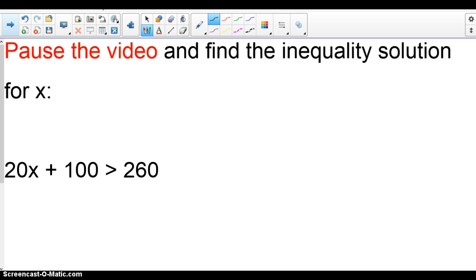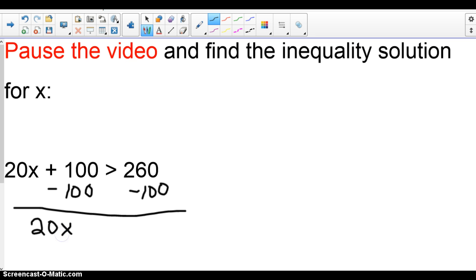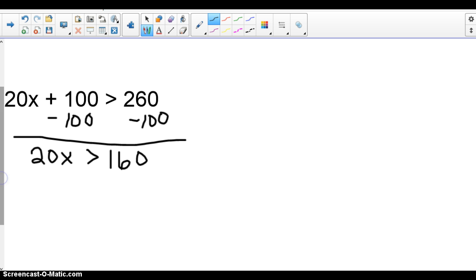Okay, so the first step we have is an addition problem of 100. We are going to subtract 100 on both sides of this equation. And that is going to leave us 20 times x is greater than 160. And because this is a multiplication problem, 20 times x, we are going to divide both sides by 20. Remember that fraction bar means to divide. And we've got x left alone is greater than 160 divided by 20, which is 8. So x is greater than 8.